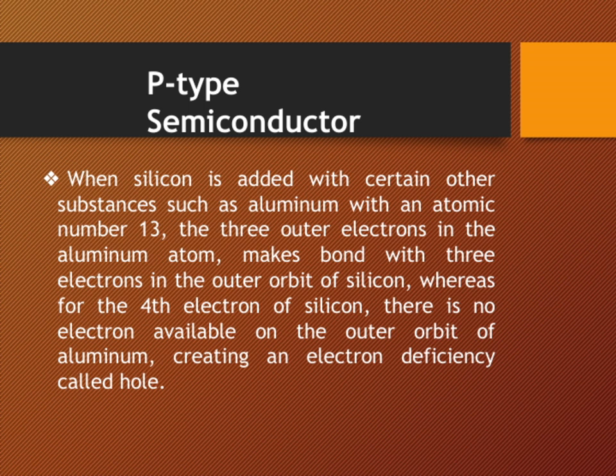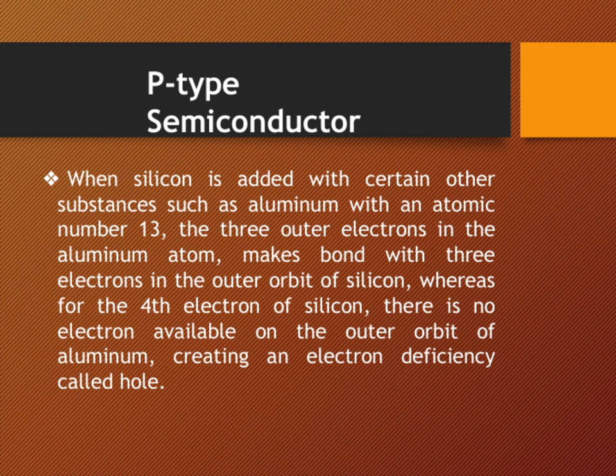However, there's a twist when it comes to the 4th electron of silicon. Since aluminum doesn't have an available electron to bond with that 4th electron of silicon, this leaves a missing electron in the structure. We call this missing electron a hole, and it acts like a positive charge carrier in the material. This process is fundamental to creating what's known as a p-type semiconductor.